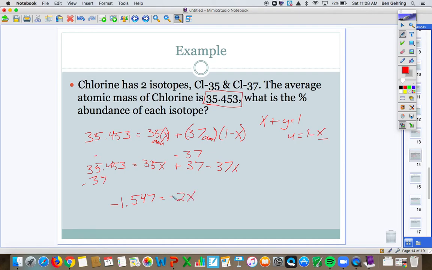So I can get rid of the negatives because I have them on both sides. So it'll be fine. I'm going to divide both sides by 2, or divide by negative 2 if you didn't make them both positive. And you get x equals 0.7735.